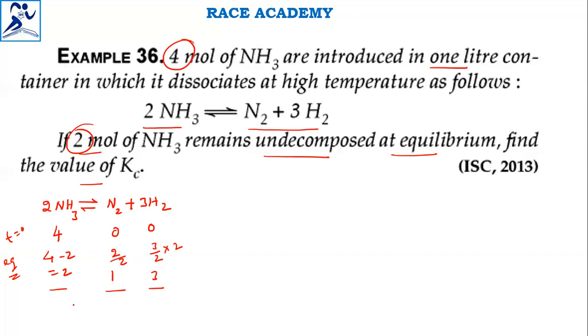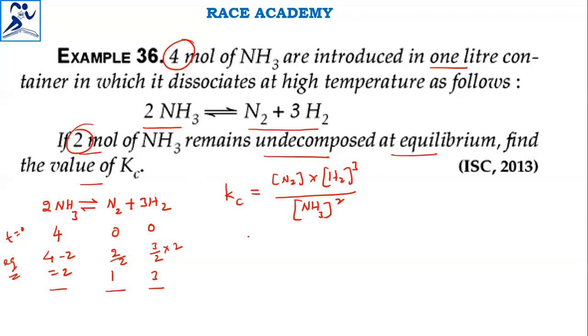Next, we have to check with the volume. See, the volume given is 1, so there is no confusion in this one. When you take 2 by 1, 1 by 1, 3 by 1, all will come the same, because concentration is number of moles by volume, N by V, so that remains the same when the volume is 1. Now we can write the Kc expression for the given equation, that is N2 concentration into H2 concentration whole power 3 by NH3 concentration power 2.